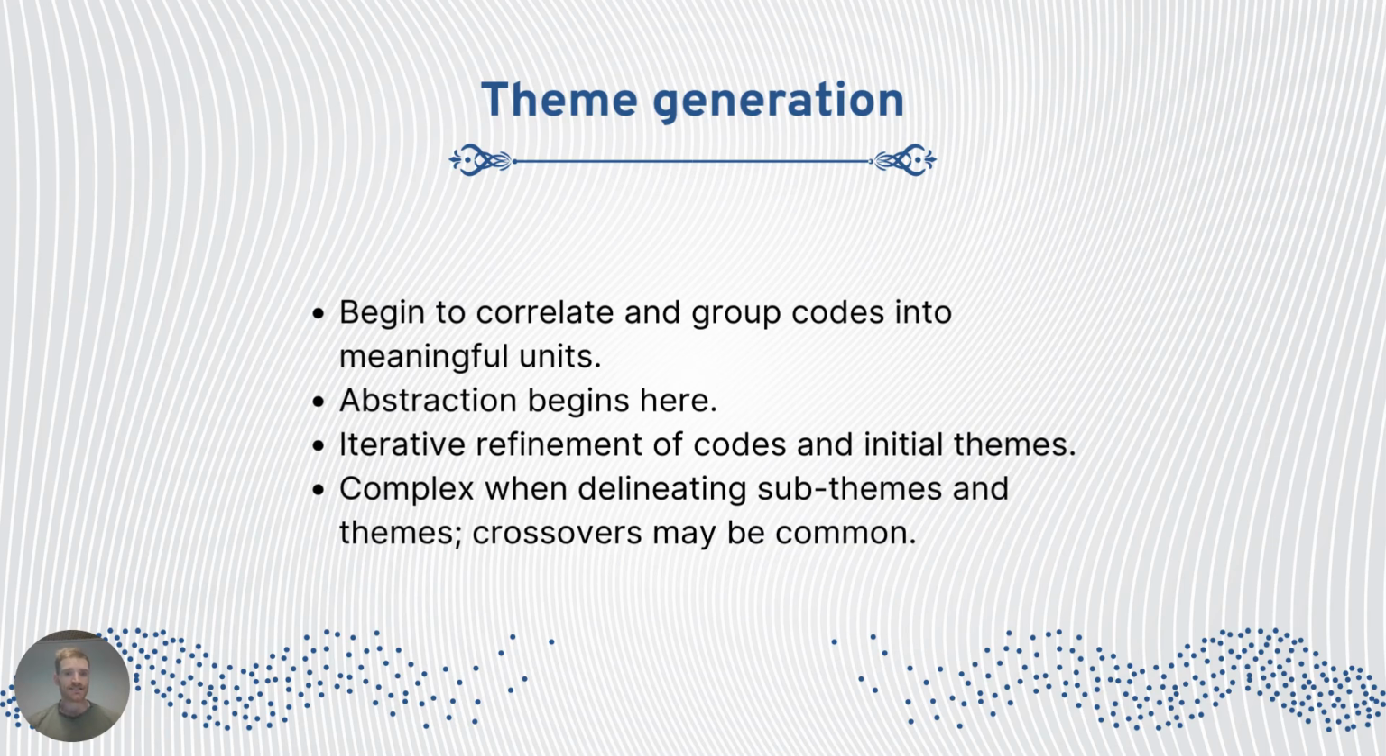Now, the next step is starting to generate the themes. So once you've coded all of these transcripts or whatever you've got, starting to pull together similar codes, things that make sense together. So start to correlate and group things into meaningful units. So we've already got the individual small units. Now we're trying to broaden them into categories. So this is where abstraction starts.